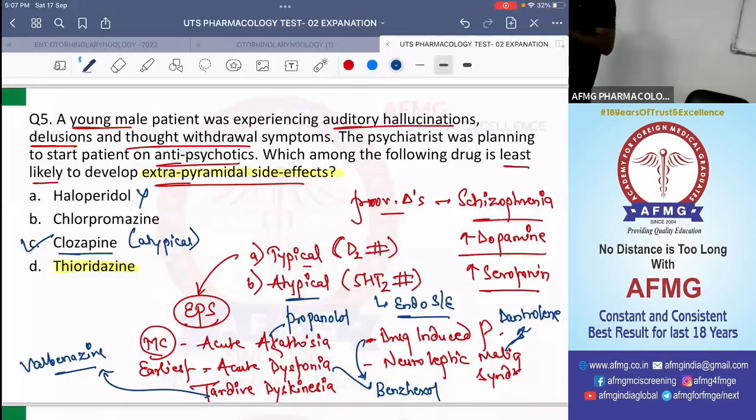Okay, highest chances among the atypical ones. Highest chances among the atypical ones for extrapyramidal side effects could be seen with a drug known as risperidone. Okay, remember EPS mainly occur with typical ones, but if they occur with atypical ones, remember highest chances would be seen with risperidone.